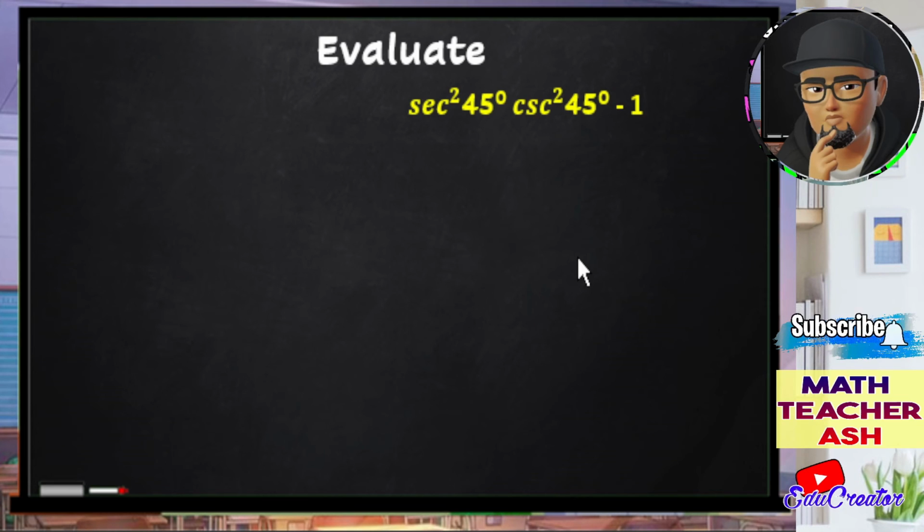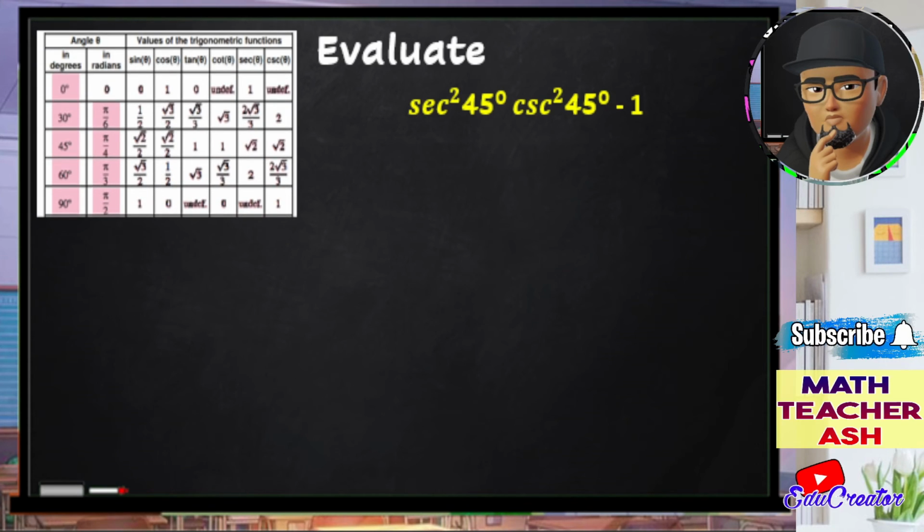We have secant squared 45 degrees minus cosecant squared 45 degrees minus 1. Okay, so in solving this one, my dear math learners, we need to use our table.